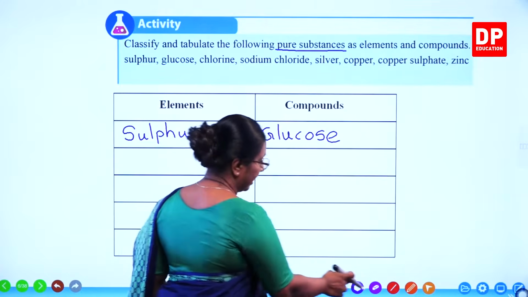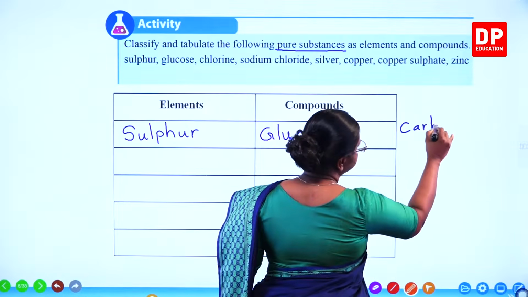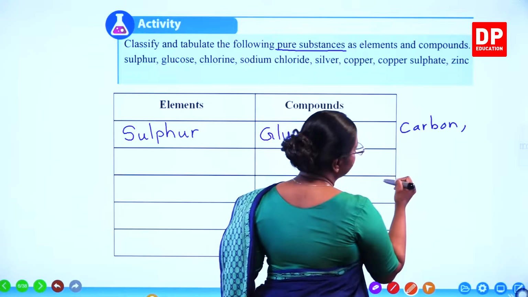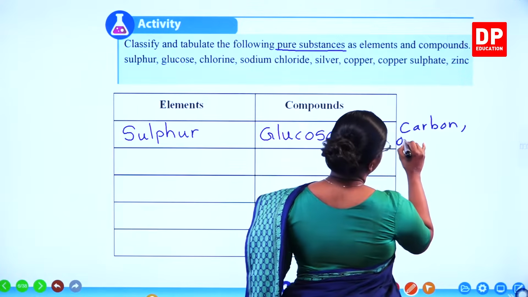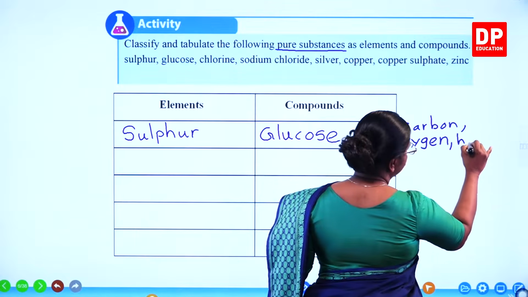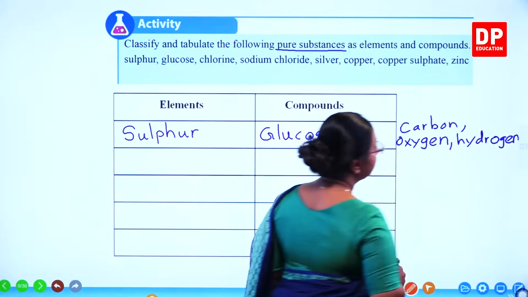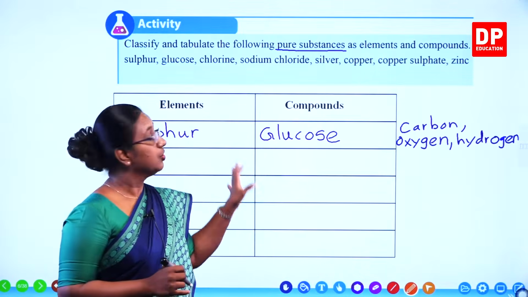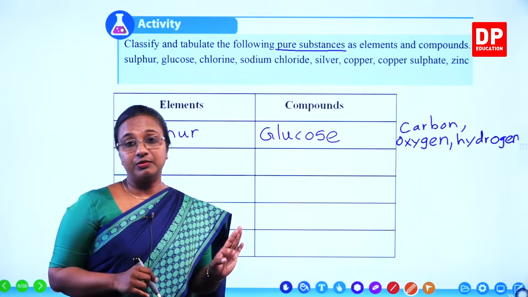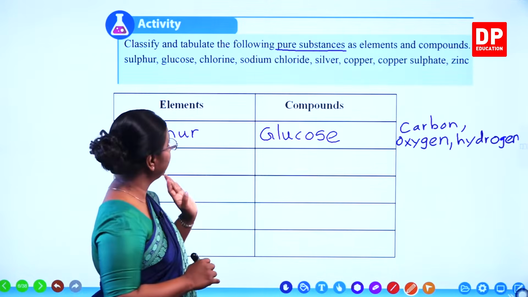You will understand glucose is made up of carbon. That is one element. Then there is oxygen and hydrogen. So, three different elements make up glucose. So, therefore, it is a compound. Once we discuss that in more detail, you will understand it better.